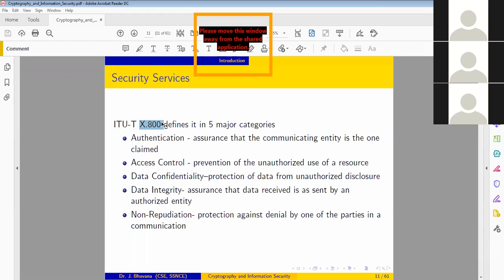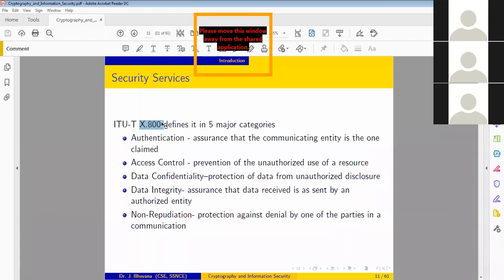And data confidentiality. Confidentiality comes in maintaining the privacy of the data. What is privacy? My data cannot be disclosed to someone else who is not authorized to access the data. So I'm sending you a message. You are the intended recipient. You should not disclose that message to someone who is not an intended recipient of the communication. That way I maintain the privacy of the data. That is otherwise called data confidentiality.